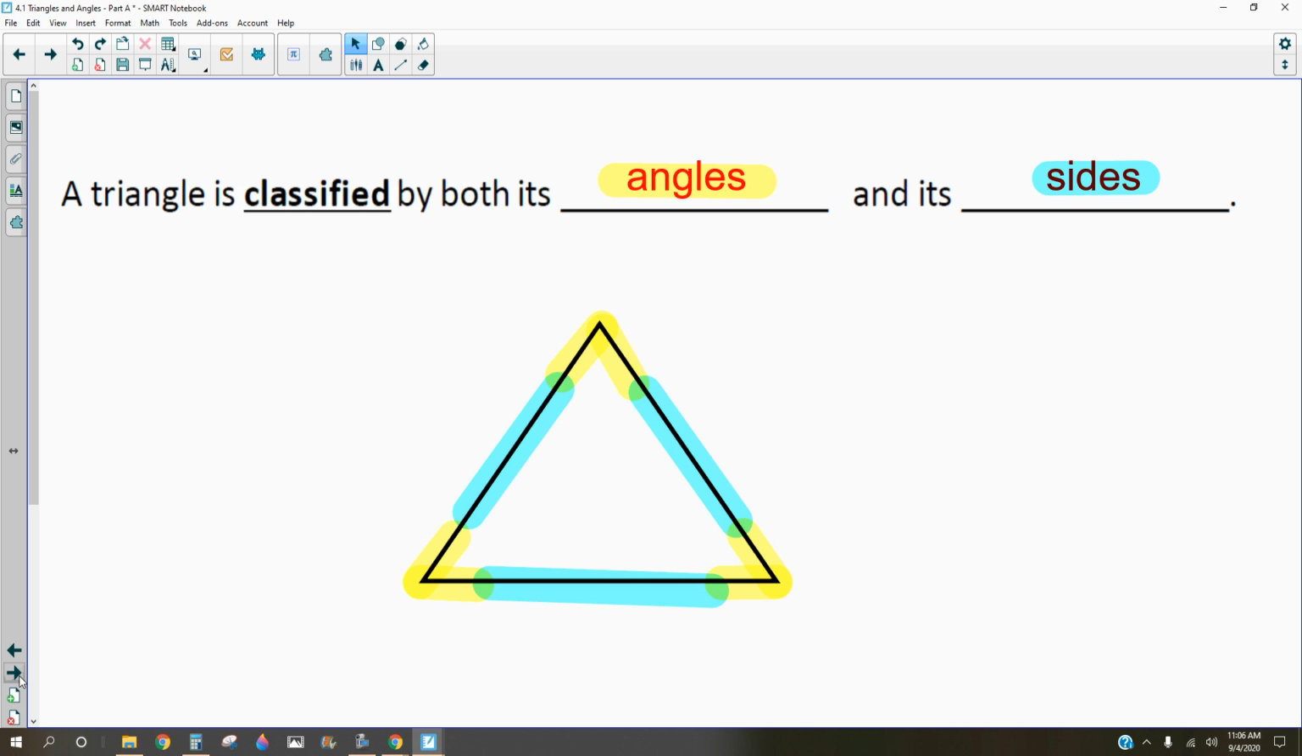A triangle is classified by angles and sides. The angles are the corners that we've learned about, and sides are the lines, or I say like the sticks that connect them together.